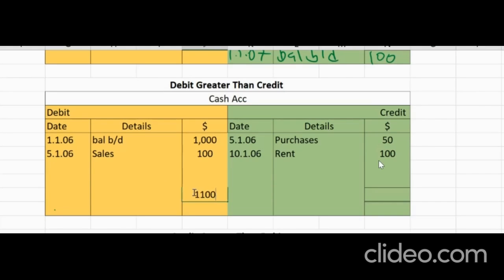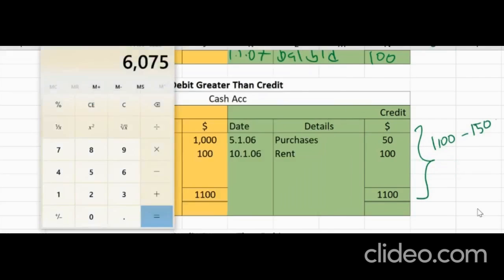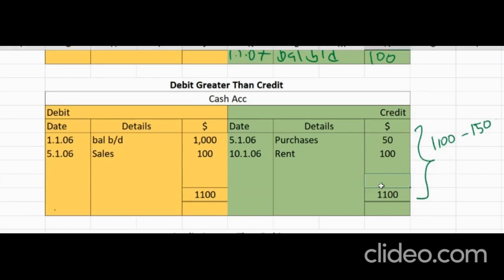Identify which side is greater. As you can see, the debit side is greater than the credit side by 1,100. Now, you bring that to the total and find the difference between the total and the credit side value, which is a total of 150. 1,100 take away 150. Let's find out what's the answer. So you can see the difference between these gives you 950.